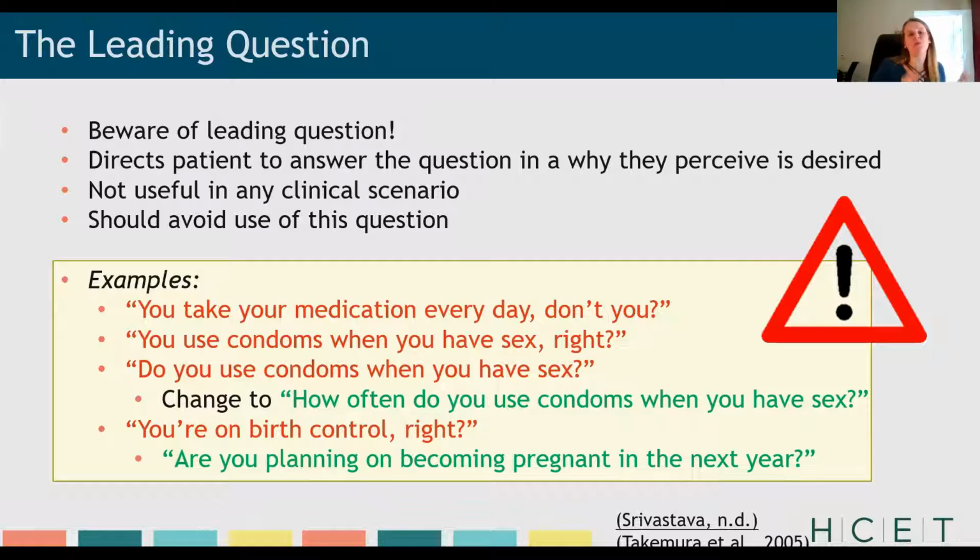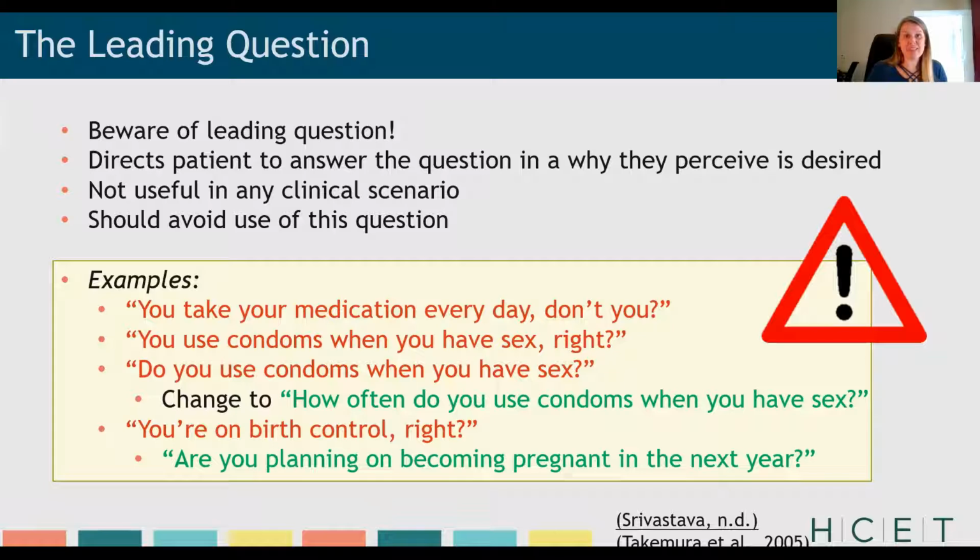So instead of asking, do you use condoms when you have sex, I think a much better question would be, how often do you use condoms when you have sex? Because then that person doesn't have to answer yes or no. They can tailor their own response to their experiences, okay? The last example is, you're on birth control, right? Or even, you're using birth control. You don't know if that patient is taking it or not. So a much better question to ask is, are you planning on becoming pregnant? Yes, no, okay, well, let's talk about that. And then we can formulate a future plan from there.